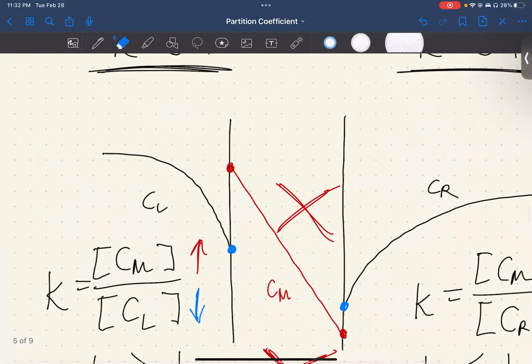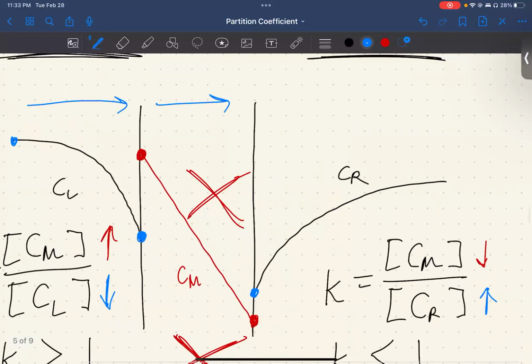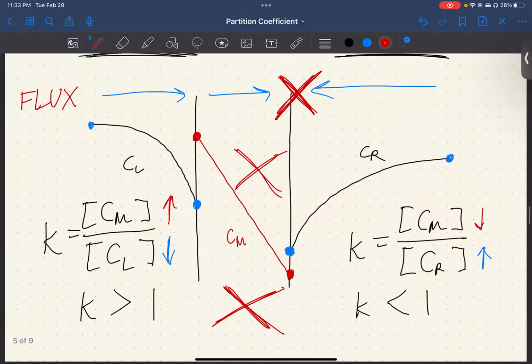Let's also do our flux analysis. Flux analysis tells us we have high to low, so we have flux going to the right-hand side, left to right. Also in the membrane, we have it going from left to right once again. And then here we have high on the right-hand side going to low, so that means we have flux going to the left-hand side. Now we have a mismatch in flux. We need flux to be going in one singular unified direction. So because of this mismatch, we know by our flux and our partition coefficient analysis that this concentration profile just can't exist. That's how we know that.